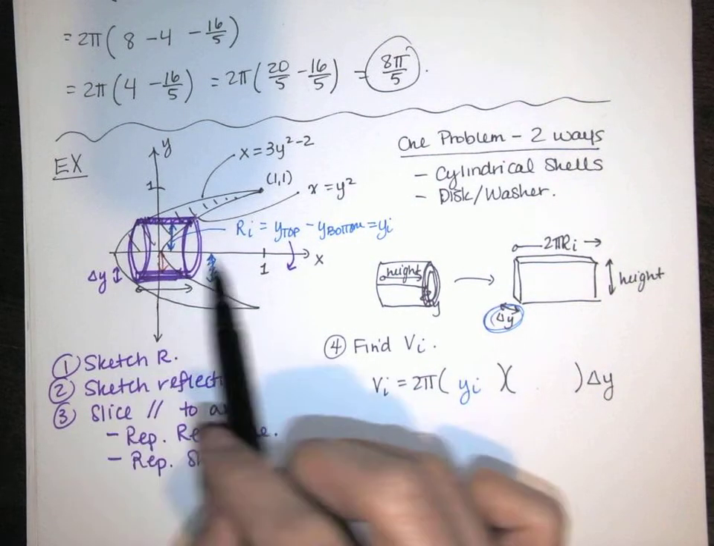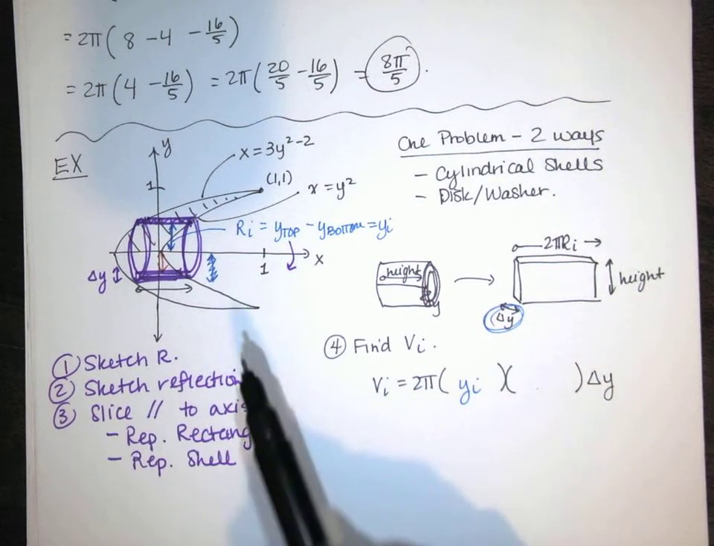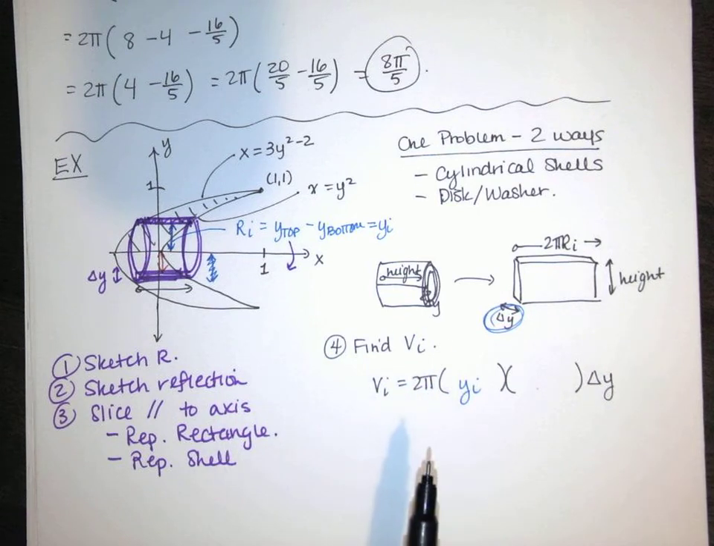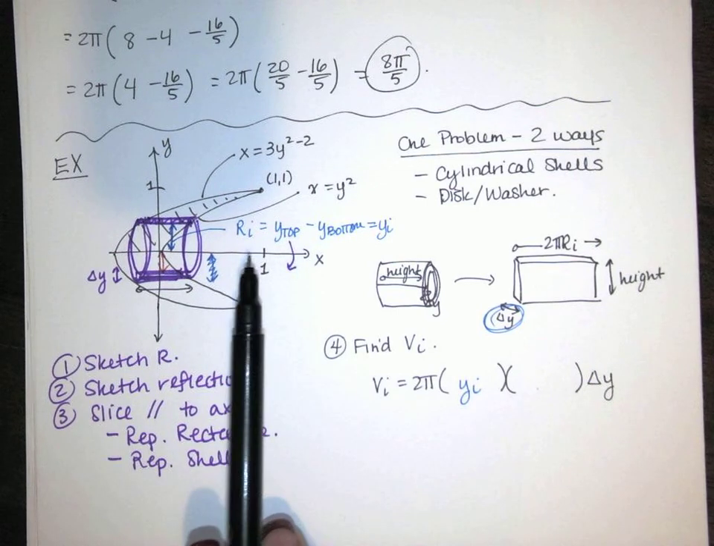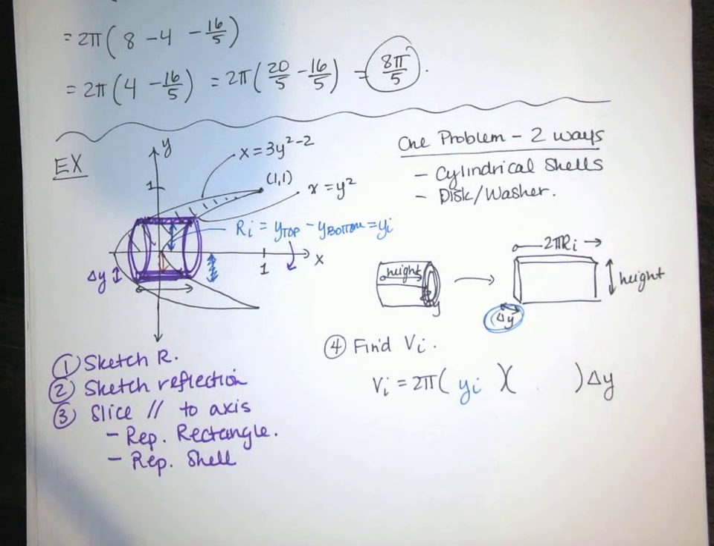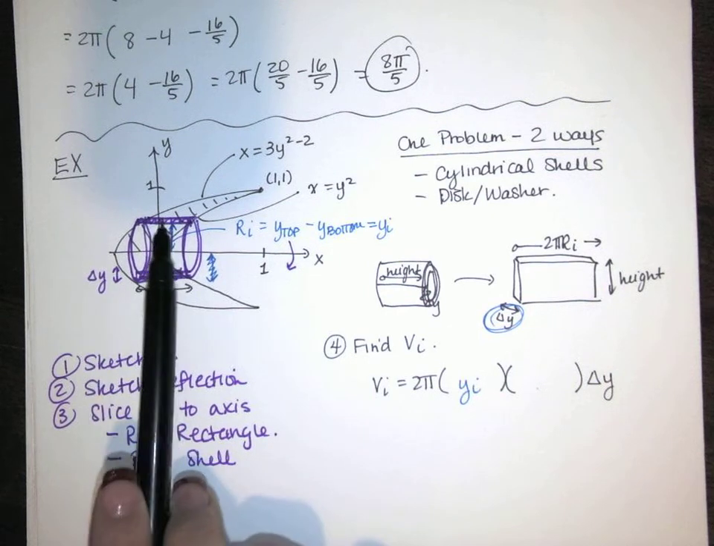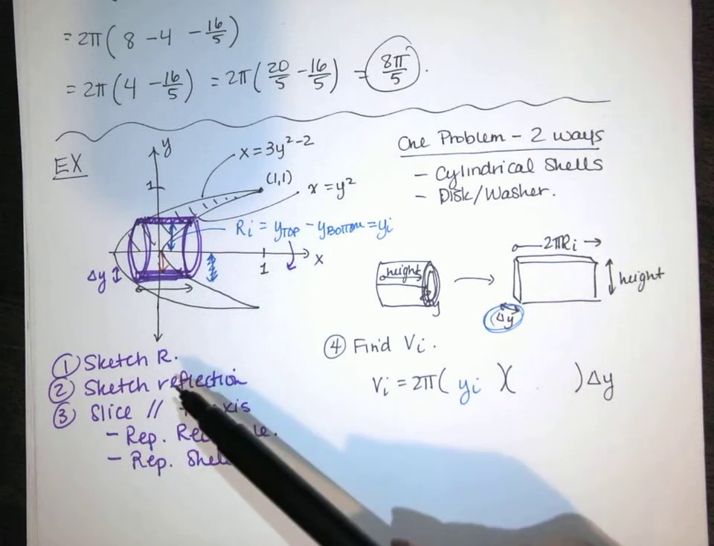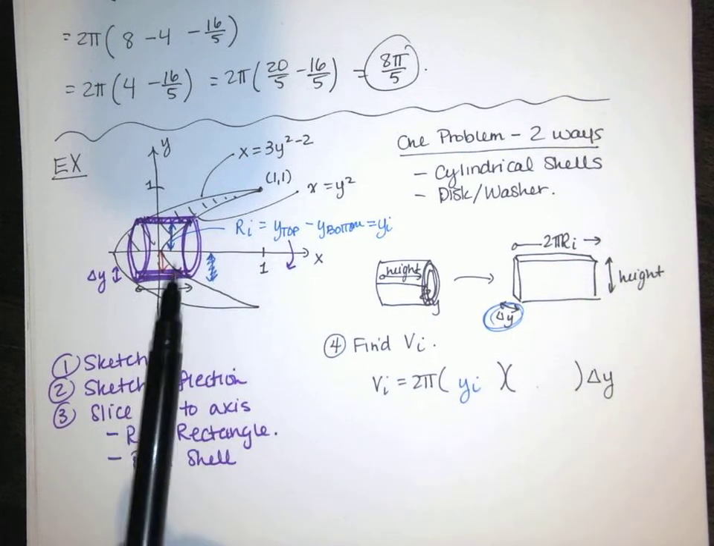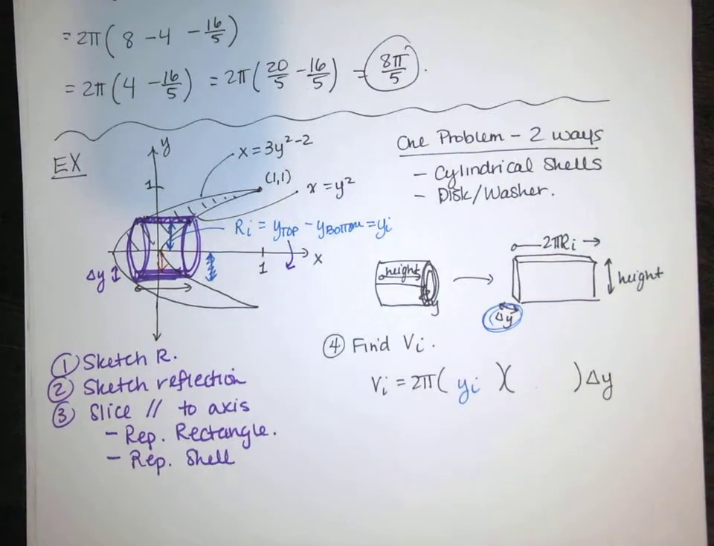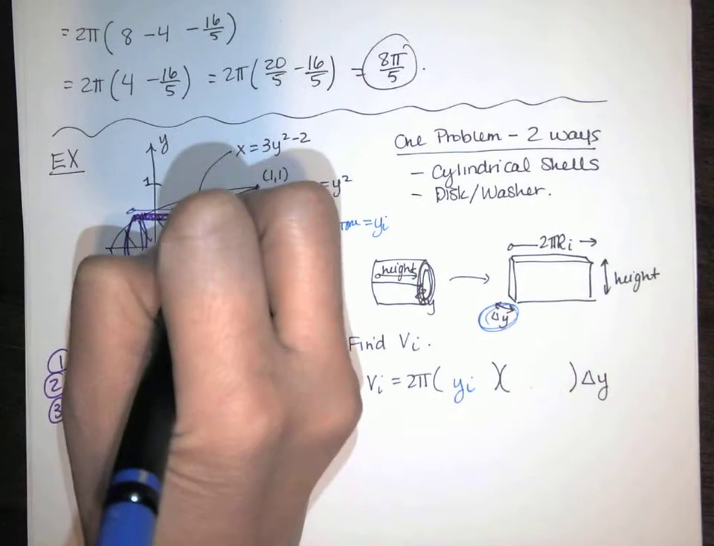And that's what's going to happen every time you use the shell method and rotate around just the x-axis. You're just going to get y. It changes a little bit if it's another horizontal line. It's going to be y plus or minus something, or something plus or minus y, depending on where that axis is relative to your region. But if you're just revolving a region that's above the x-axis, below the x-axis, you're just going to get a y.